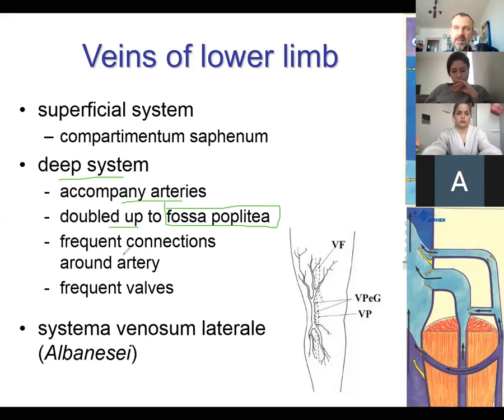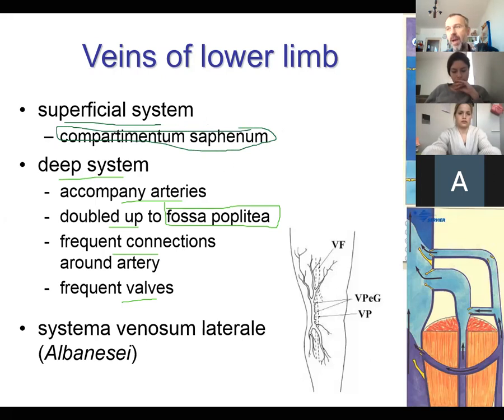And as they are doubled, they have frequent wells and frequent connections from the medial to the lateral vein. Then we have the superficial system, of course. And don't forget that in the superficial system we have a special compartment, the saphenous compartment. I will show you the compartment on a figure.